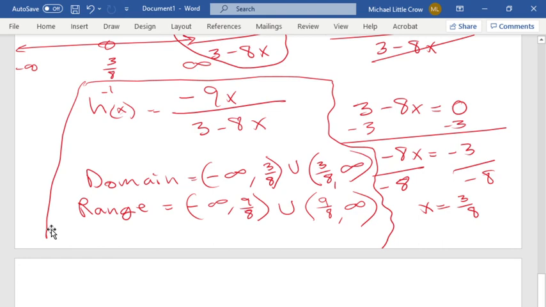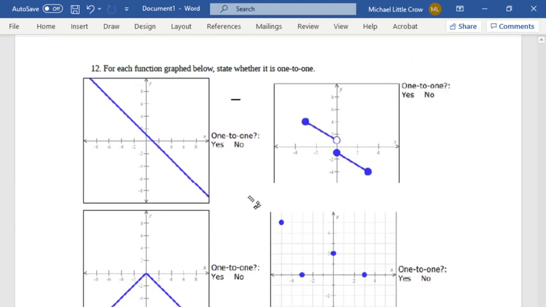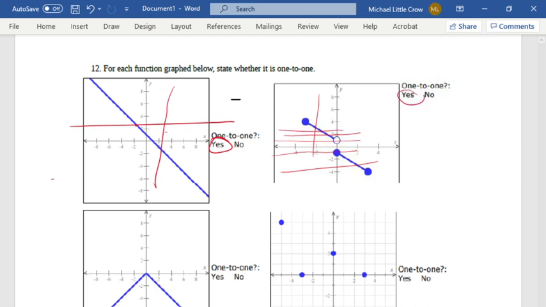And then while we're at it, let's just go ahead and look at 12. We'll fill in all of these. For each of the graphs below, state whether it is 1-to-1. A 1-to-1 function passes both the vertical and the horizontal line test. Okay, we've got red. So this one, vertical line test, yes, that's going to work. Horizontal line test, everywhere it goes, yes, it passes both, so it is 1-to-1.